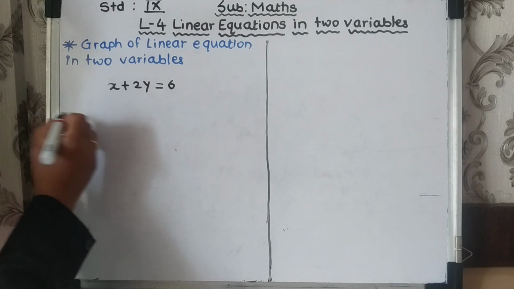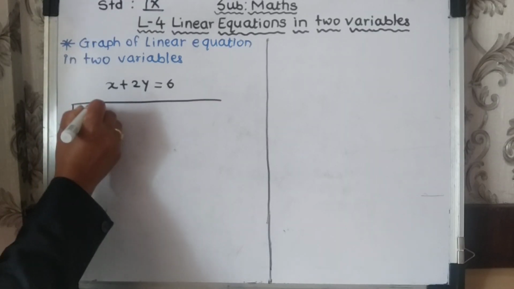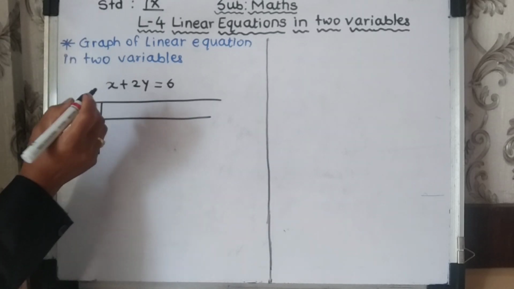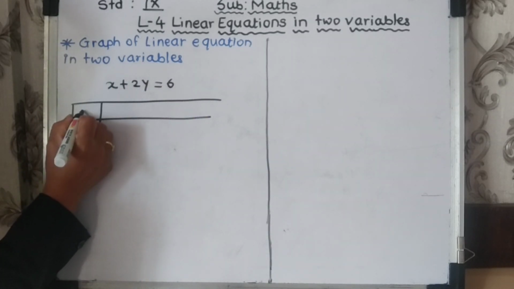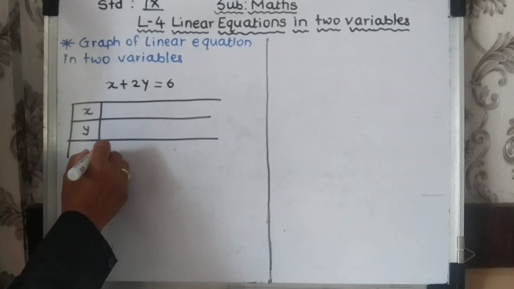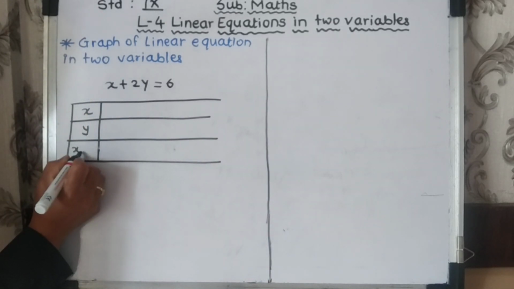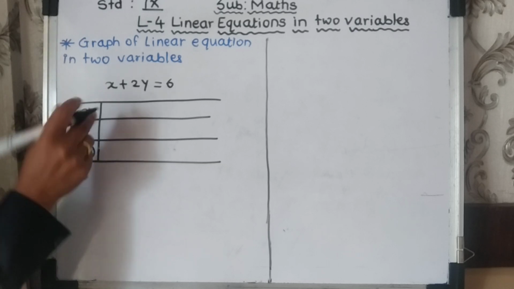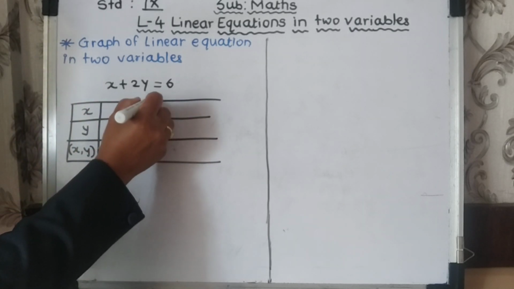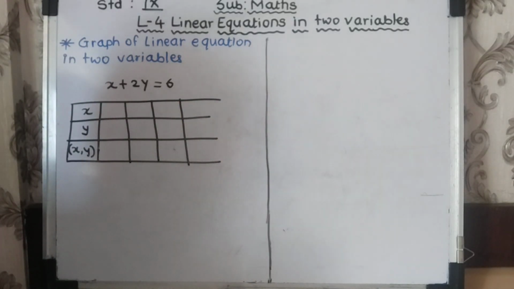So for this, first of all, we are going to make a table. On that table, three values we are going to find out. So we will write x, y, and below it, one more row, that is the x and y coordinates. For that, x and y we will write. Now, one by one we are going to find the x and y values. How will we find them? Let us see.